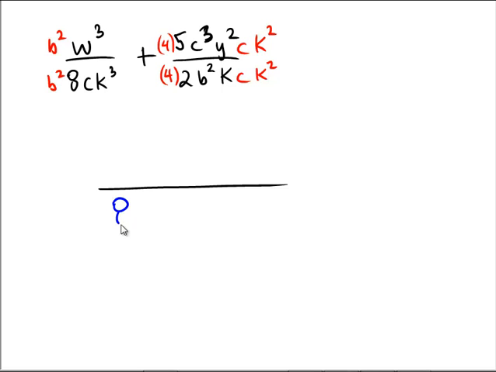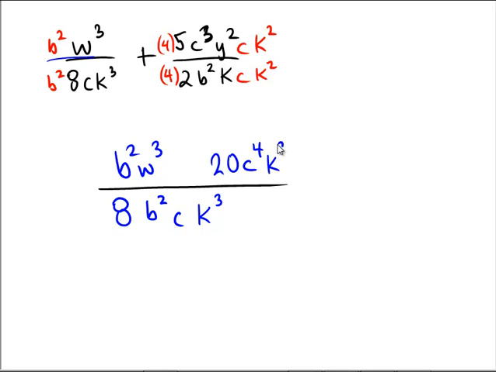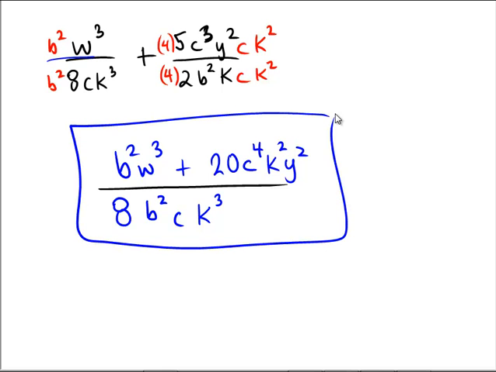So, taking all that time, looking at it carefully, the bottom should now have a 4 and a 2, which is an 8. It has 2 copies of b, 1 copy of c, and a total of 3 copies of k. In the numerator, we see on the left b squared, w cubed, and on the right we see 4 times 5, which is 20, c cubed and c for a total of c to the 4th, k squared, and then the original y squared. And these are being separated by a plus sign. So there's your final answer in this case.